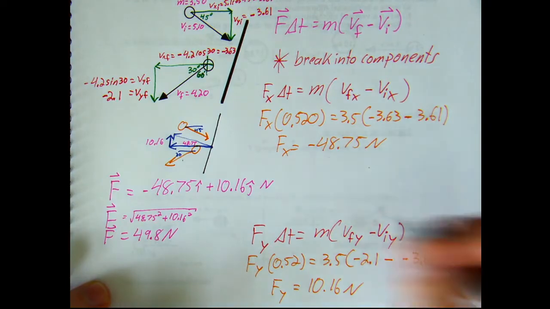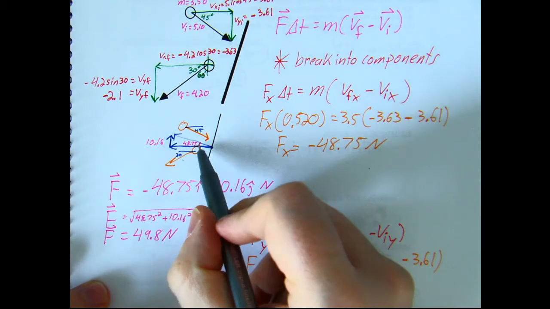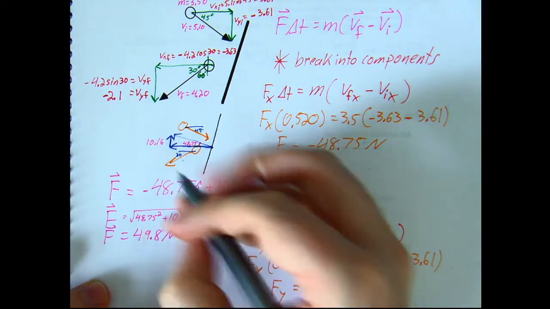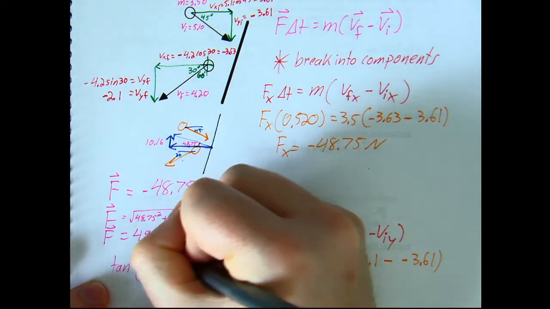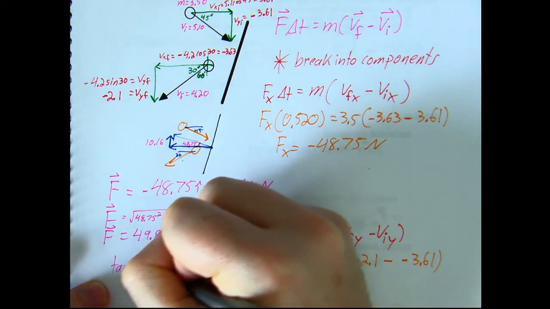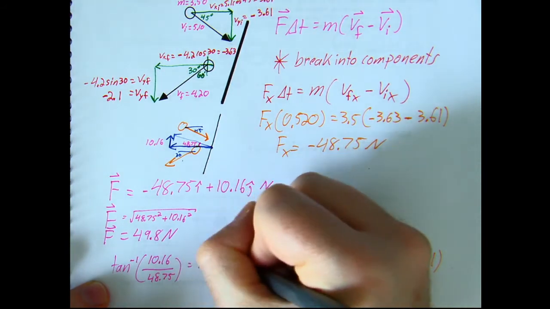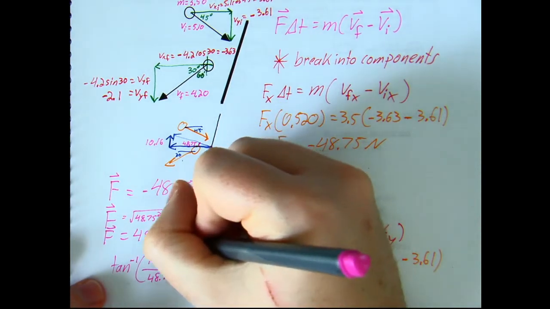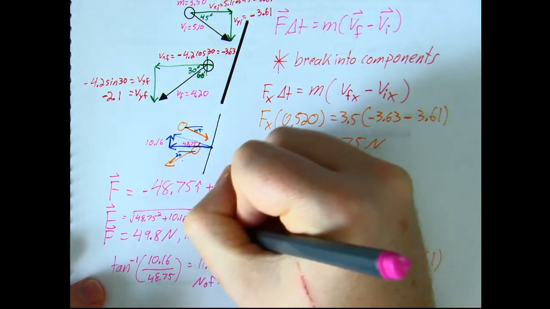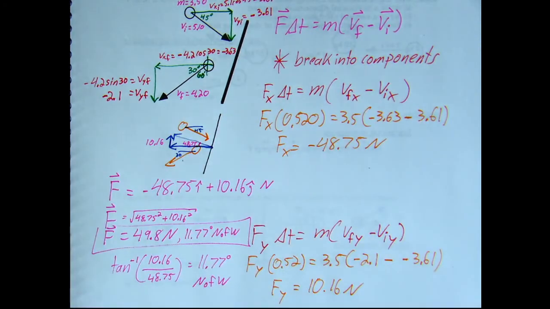And we want the direction. The direction is going to be the tan inverse, so this is the angle we want in here. The tan inverse of opposite over adjacent, so that's going to be the tan inverse of 10.16 over 48.75. It's going to give us a direction of 11.77 degrees north of west. And we're just going to put that right here, 11.77 degrees north of west. And that is the force acting on our object.